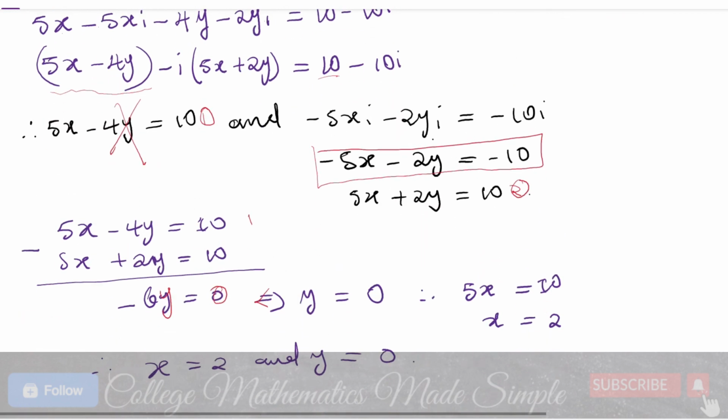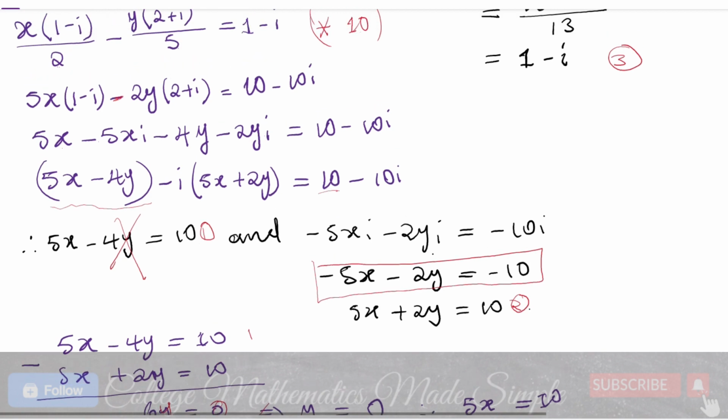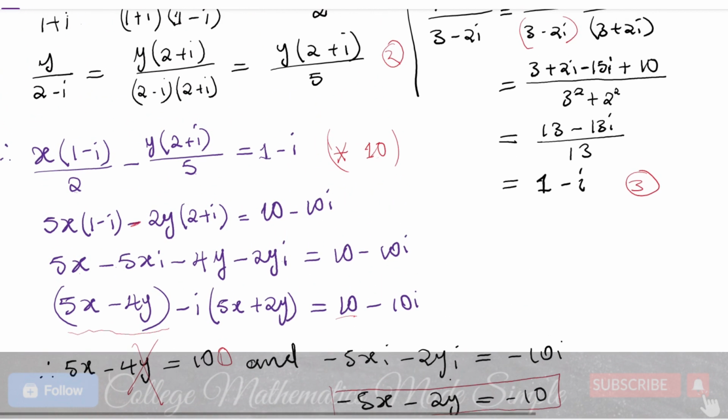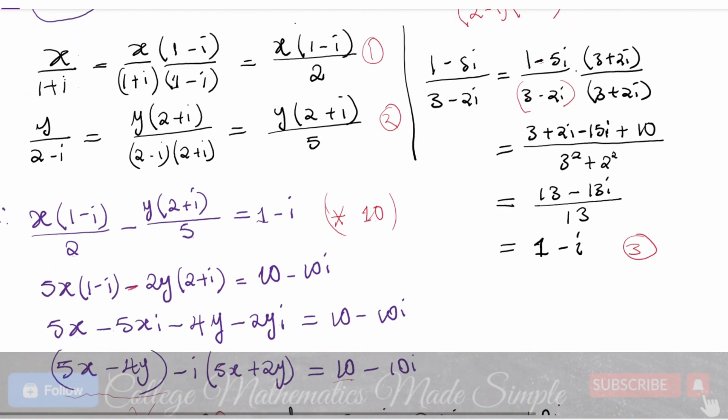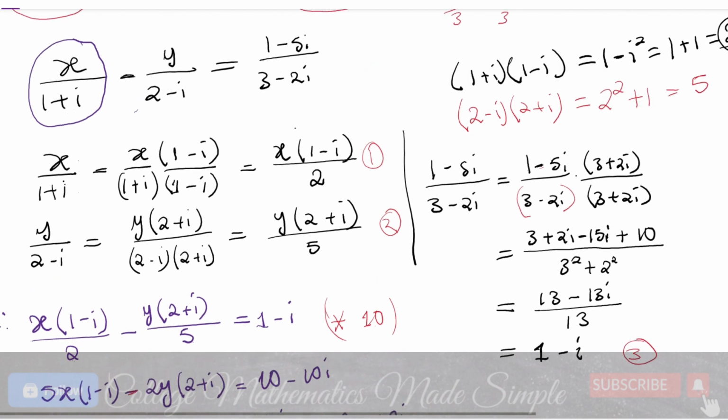Our equation yields x is equal to 2 and y is equal to 0. So these are the only two numbers that satisfy our equation. All right, so we end here.